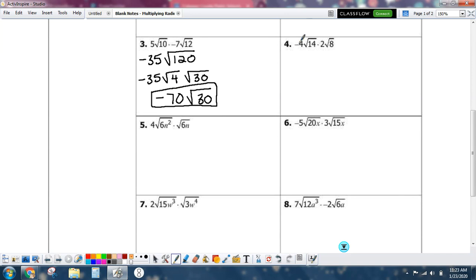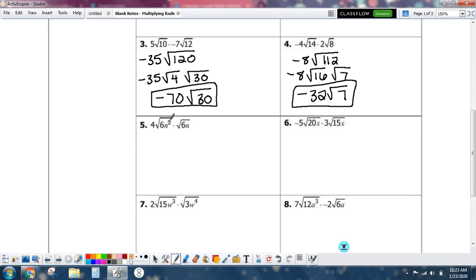So apply that to number 4. For number 4, you should have done negative 4 times 2, which is negative 8. And then 14 times 8, which is 112. The largest perfect square that goes into 112 is going to be 16. And then 7. And then this becomes 4. Negative 8 times 4 is negative 32. Square root of 7.